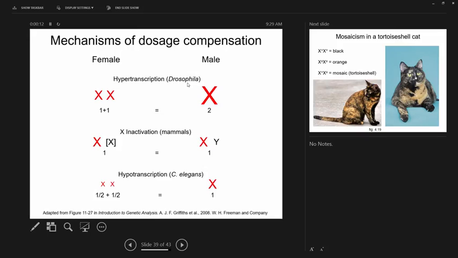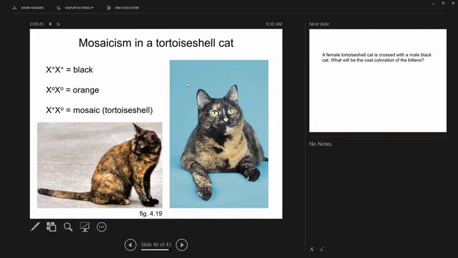I'm looking at this slide again because it is related to X inactivation in mammals, our mechanism of dosage compensation. I said last time that females have one X chromosome active in each of your cells, but that inactivation is random, and it happens sometime after you're a one cell embryo. So some of your cells will have one X inactivated, and some of the cells will have the other X inactivated.